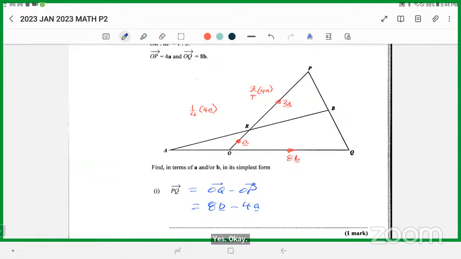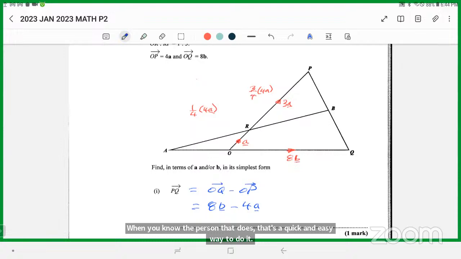O times the last minus O times the first, please. When you know the position vectors, that's a quick and easy way to do it. O times the last minus O times the first, or displacement vector.